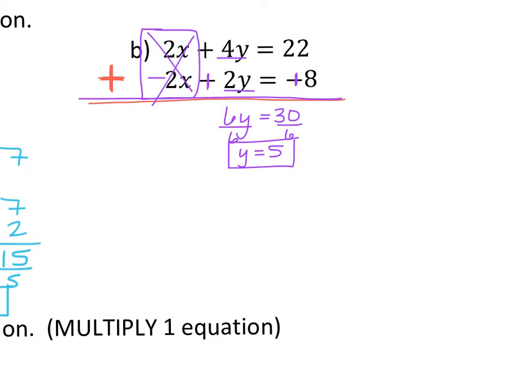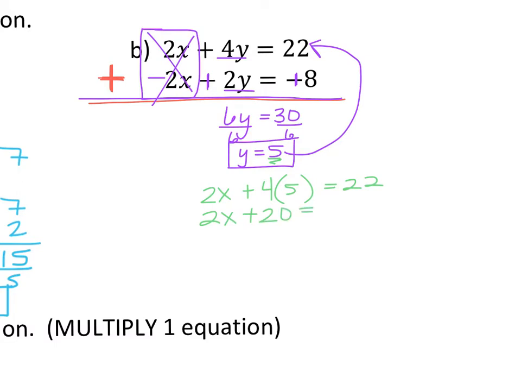Now from here, you're going to go back to one of your two equations. You may use either one. I'm just going to do the top one since we didn't change anything on the top one. You don't have to do that. I just think it makes more sense to me. So 2x plus 4 times my y value, which is 5, equals 22. So it's 2x plus 20 equals 22. We're going to take away 20. So we get, this is gone, 2x equals 2, and we divide by 2, so x is 1.